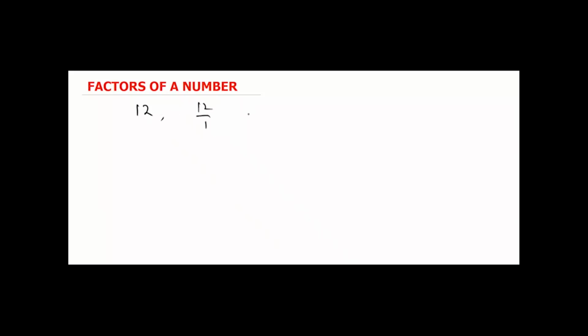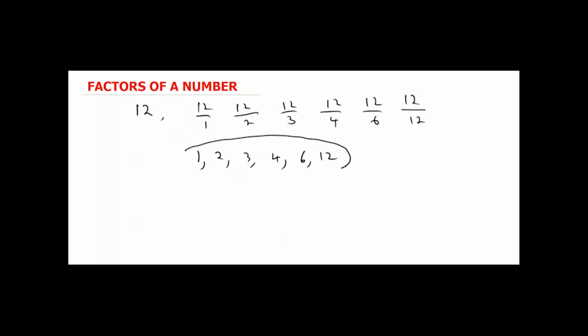So 12 by 1 is possible, 12 by 2 is possible, 12 by 3 is possible, 12 by 4 is possible, 12 by 6 is possible, and 12 by 12 is also possible. If you divide 12 by any of these numbers, you are going to get a whole number. So that means 1 is a factor of 12, 2 is a factor of 12, 3 is a factor of 12, 4 is a factor of 12, 6 and 12. So these numbers are the numbers that can divide 12 without any remainder. So these are the factors of 12.